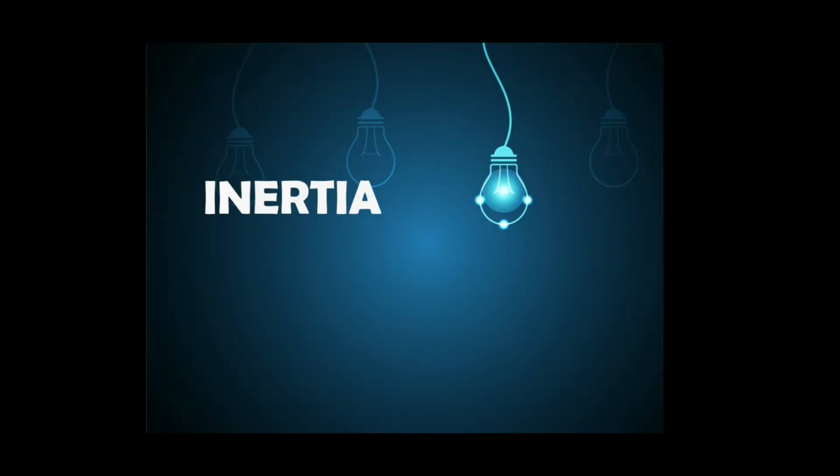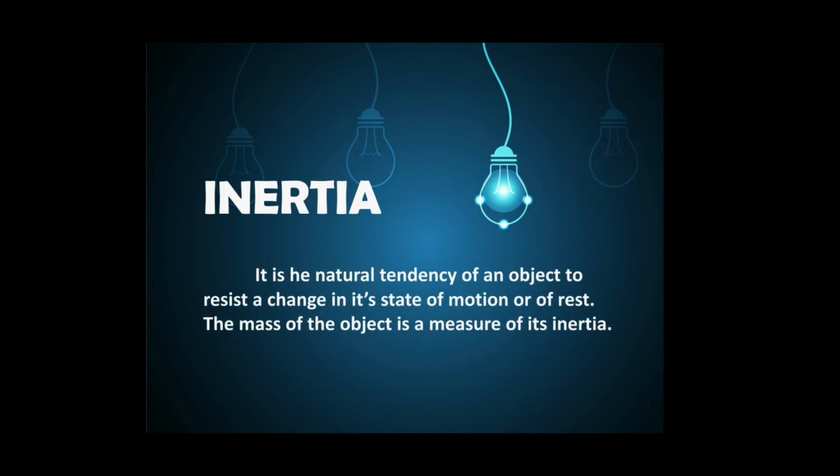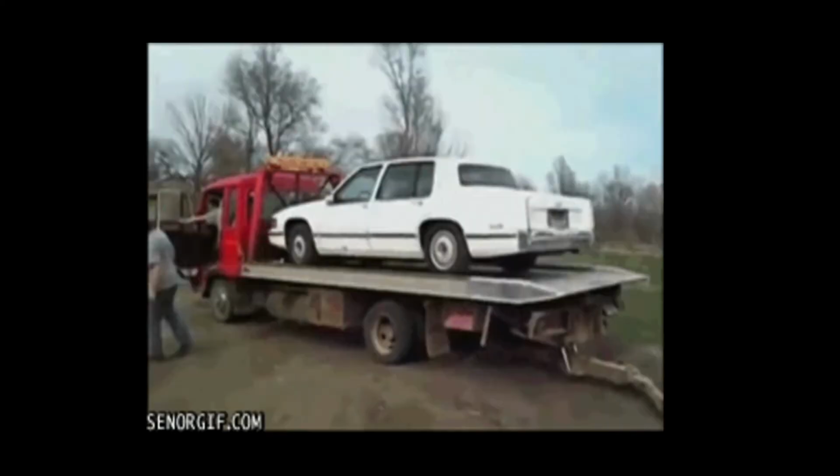And as I told, we are going to see about inertia. Inertia is a natural tendency of an object to resist a change in its state of rest. The mass of the object is a measure of its inertia. Inertia can be explained with an example. Imagine that you are standing in a bus. When the bus accelerates, you tend to move back, and when the bus brakes, you tend to go forward. This is a normal example for inertia, and I am going to show a video example now.